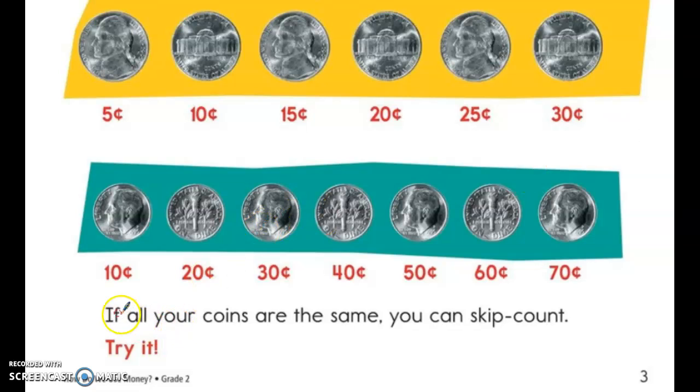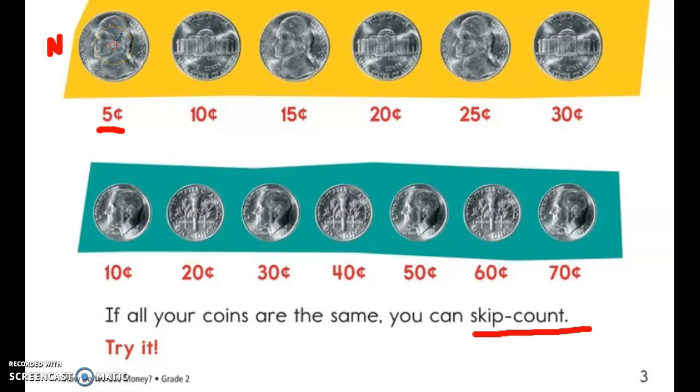So, if all your coins are the same, you can skip count. And this is great. We're going to try it. For instance, here on top, all we have is nickels. And because they're all nickels, we can skip count by 5. Because how much is one nickel worth? Well, the value of a nickel is 5 cents. So if you skip count by 5s, then you can count money.